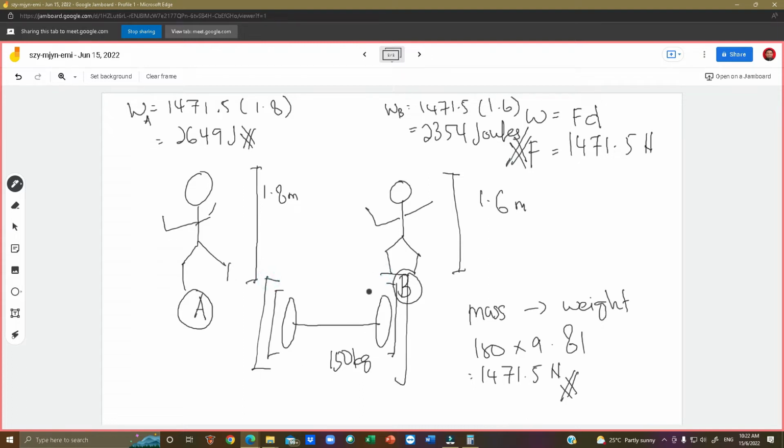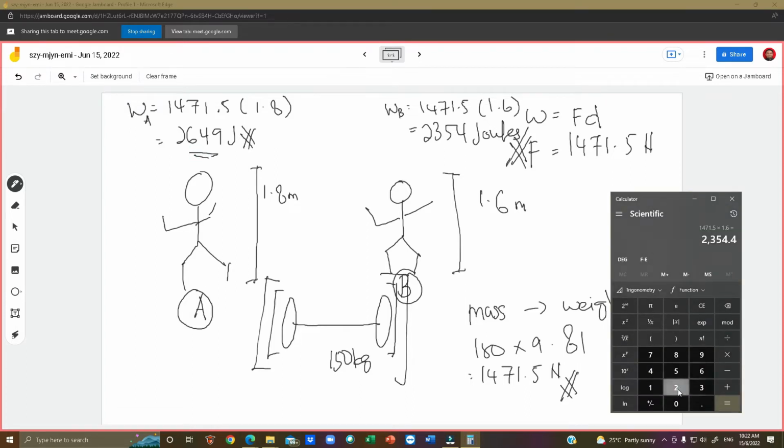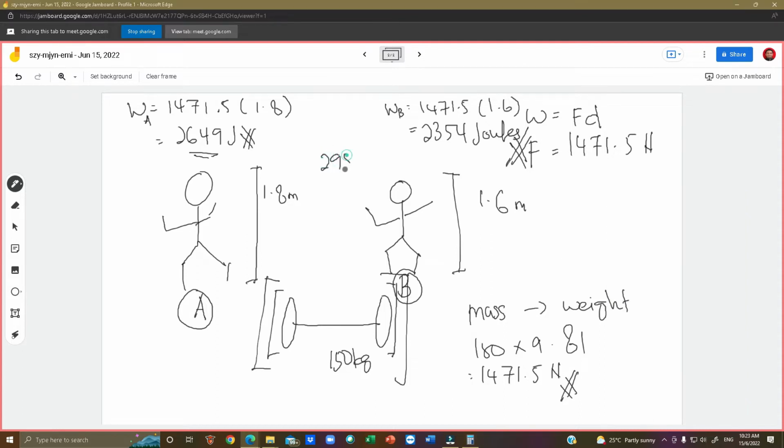Although the objective is quite similar, both need to lift the barbell up to the highest point, if your athlete is taller, he actually needs to do more work. Okay, berapa banyak beza dia? 2, 3, 5, 4. So the work done is more by 295 joules. Jadi ini antara salah satu sebab why most of the weightlifters we choose a shorter person rather than a taller one.